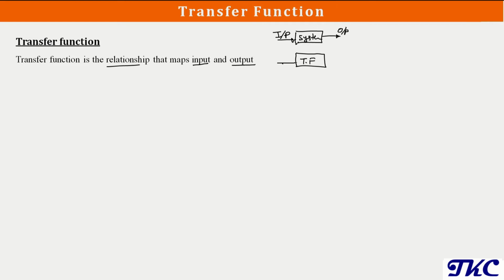When we apply input to the system, we should get the same output. So this transfer function, the mathematical form of the system, must behave in the same way as the actual system behaves.